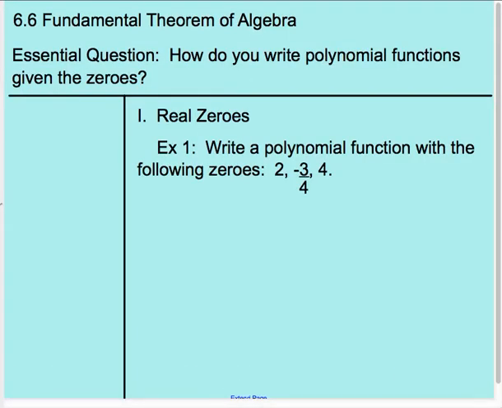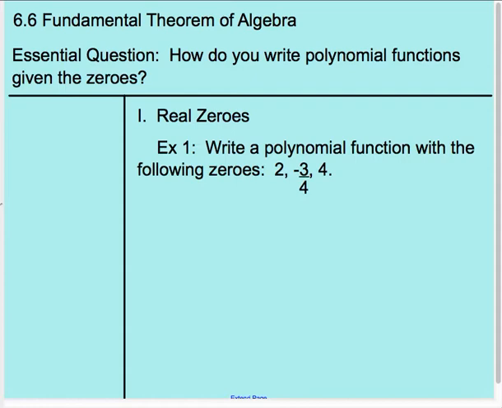All right. So 6-6, fundamental theorem of algebra. We're going to be writing polynomial functions given the zeros. And we have already done this with quadratic functions. Now we're just adding an extra 0 or 2, so the process isn't any different. So we're just going to run through a couple quick examples.